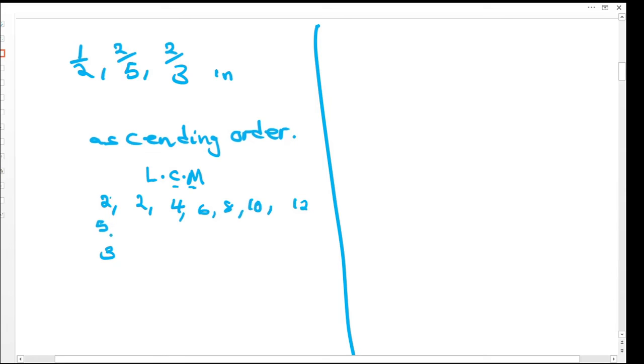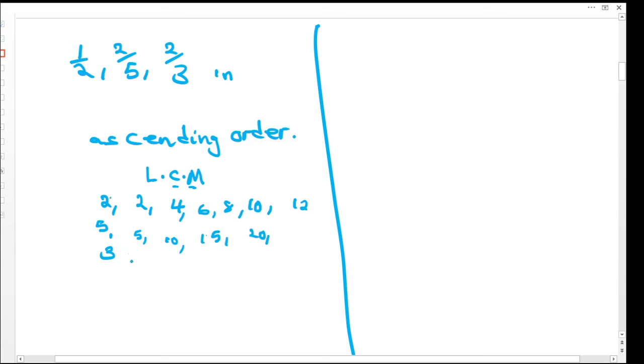Then here 5 times 1 is going to give us 5. Then 5 times 2 is giving us 10. Then 5 times 3 is giving us 15. Then 5 times 4 is giving us 20.